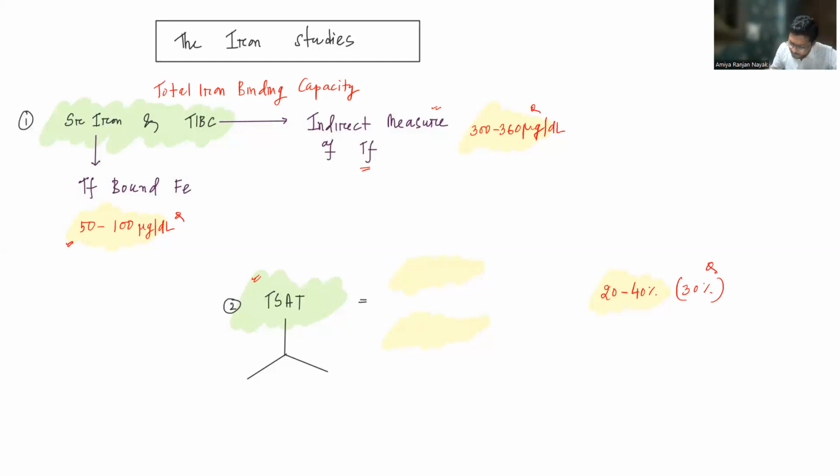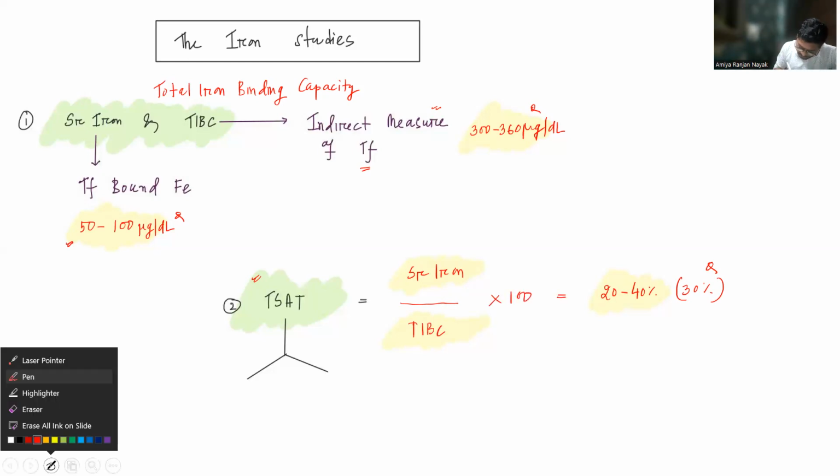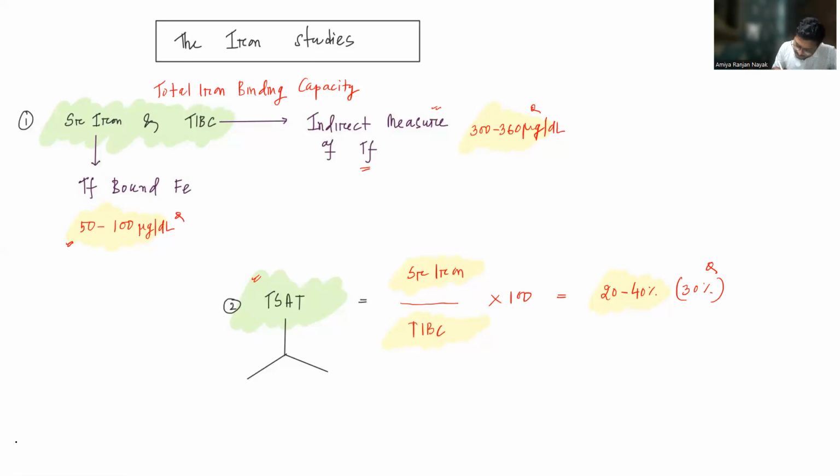So what will be the formula? It's very easy. It is serum iron divided by total iron binding capacity, times 100. That will be the transferrin saturation. If transferrin saturation is less than 20, it suggests iron deficiency anemia. And if it is more than 50, it is seen in hemochromatosis, the disease in which you can see iron overload. So this is about the serum iron, total iron binding capacity, and the transferrin saturation.